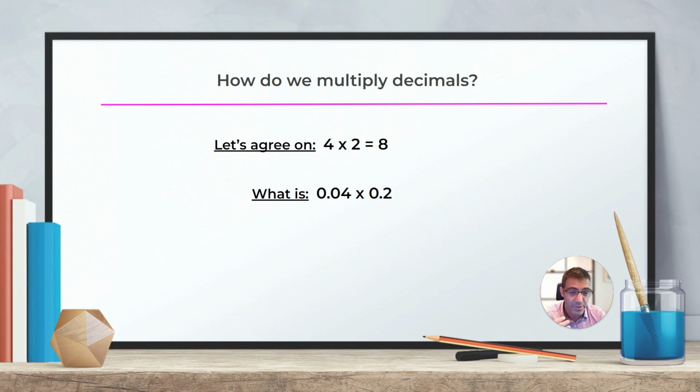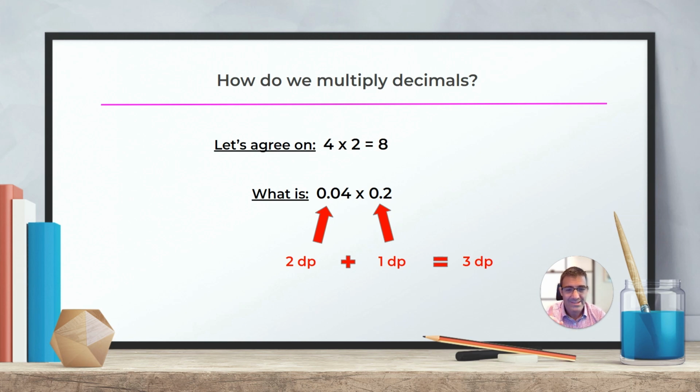Now, 0.04 has 2 digits after the decimal point, the 0 and the 4. And then 0.2 has 1 digit after the decimal point. So we have 2 decimal points and we have 1 decimal point. So what do we need to do? We need to add those together. That's right. So 2 decimal points plus 1 decimal point, that'll be 3 decimal points. So our answer is going to have 3 decimal points.